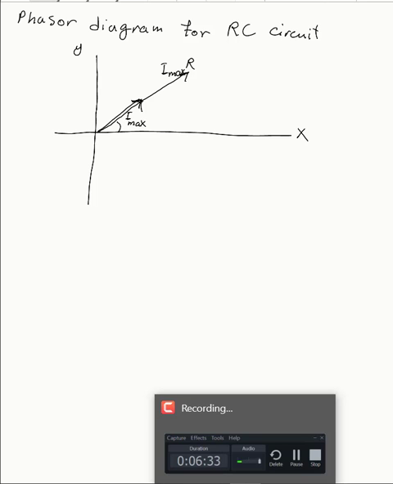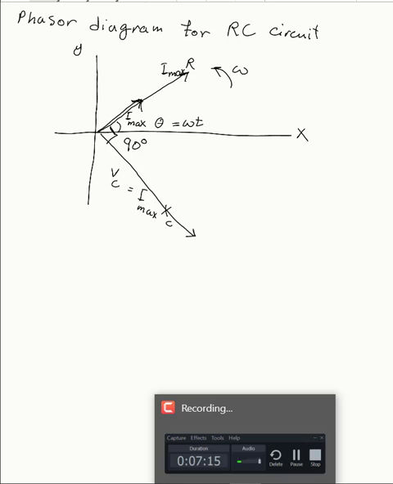Recall that this angle here is theta, which equals omega t, and omega is the angular frequency of my current. And then, of course, you remember that when we had the capacitor only, the voltage across the capacitor was lagging the current by 90 degrees. So this is the voltage across the capacitor, which we showed by Imax XC. So these two have 90 degrees of difference.